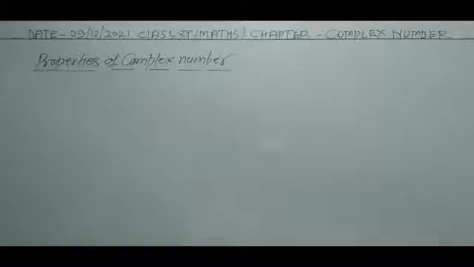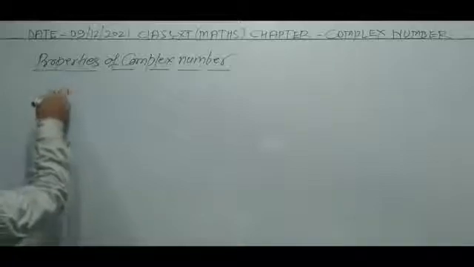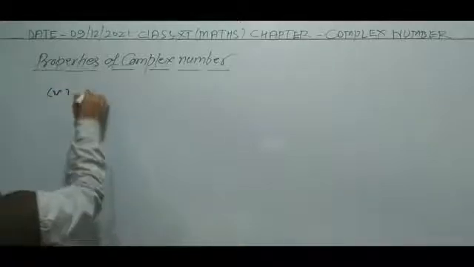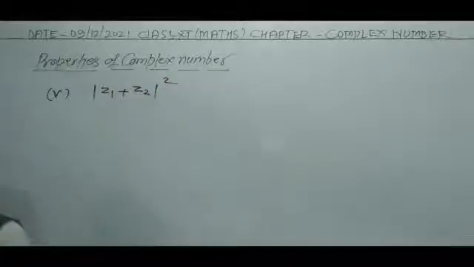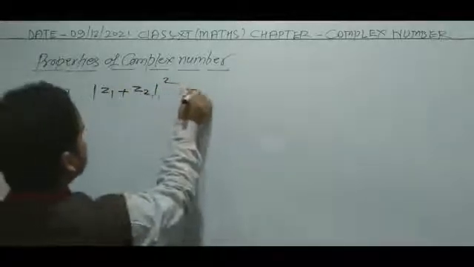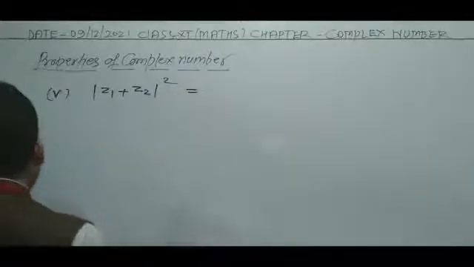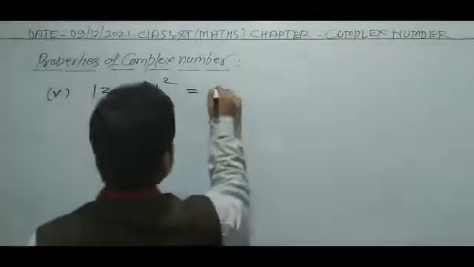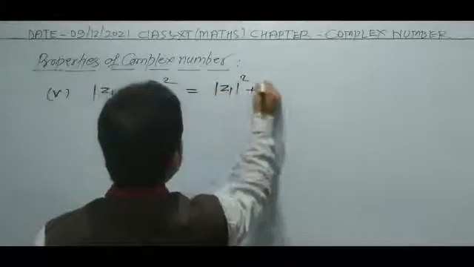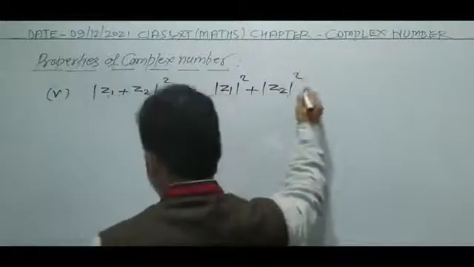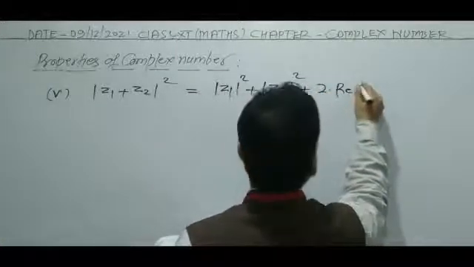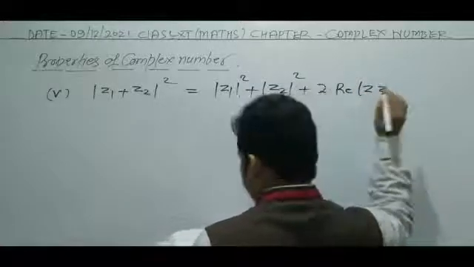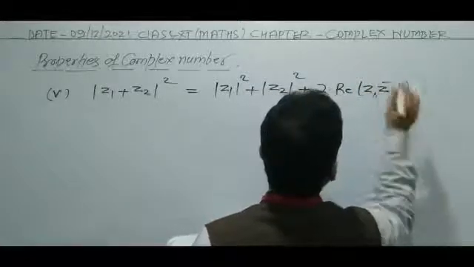Property number 5th is: mod of z1 plus z2 whole square is equal to mod of z1 square plus mod of z2 square plus 2 times real part of z1 into z2 bar.